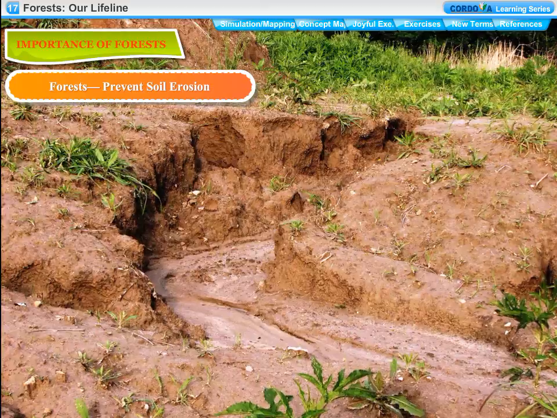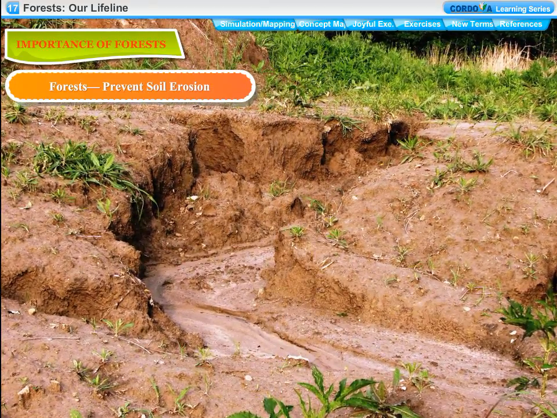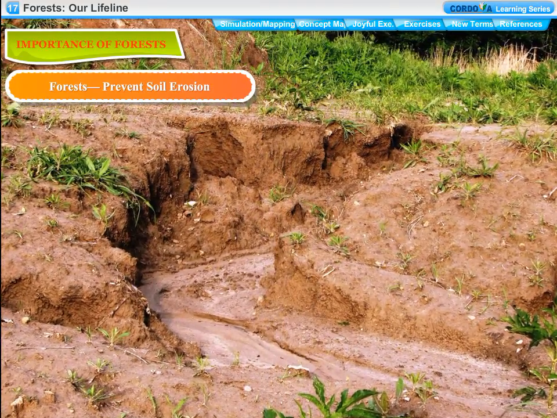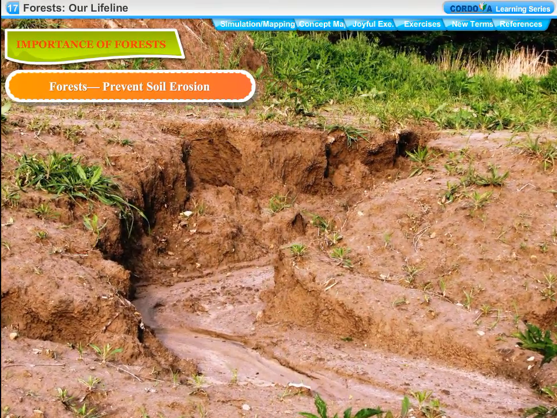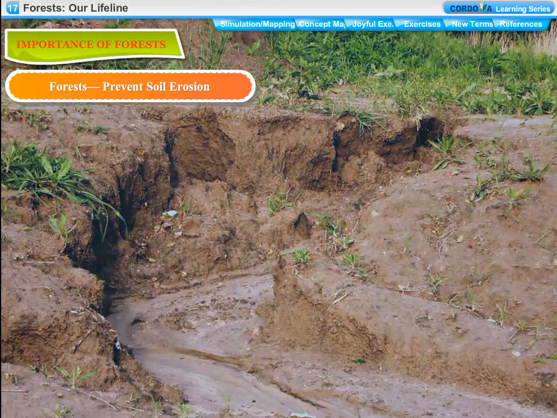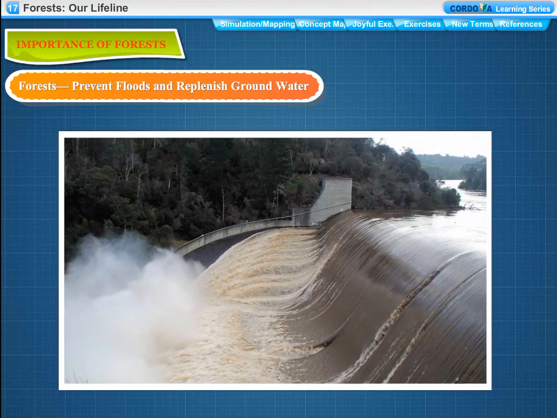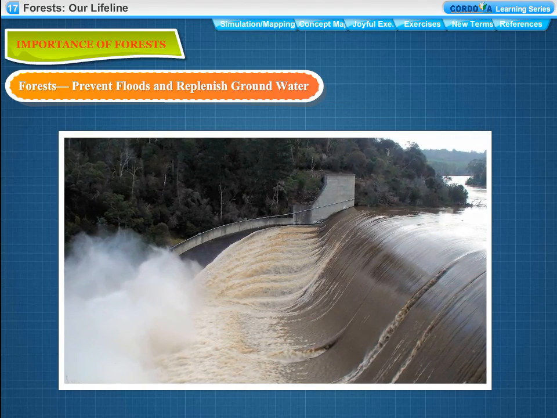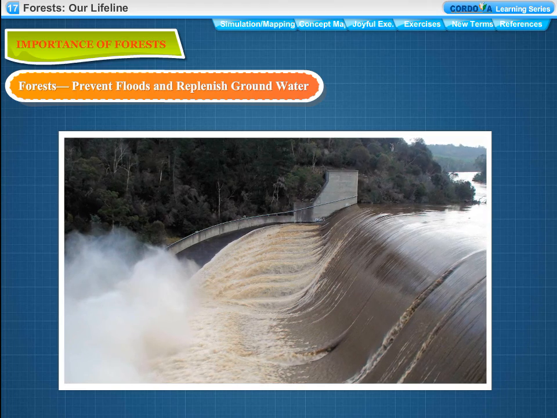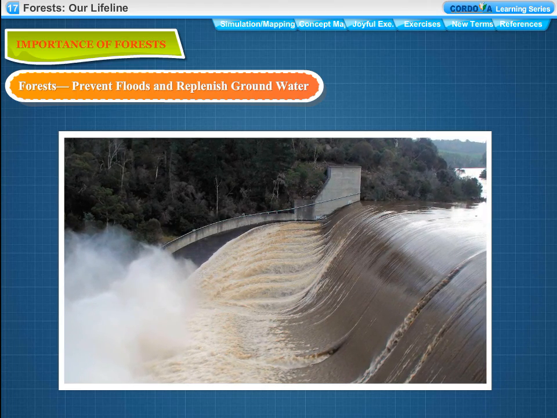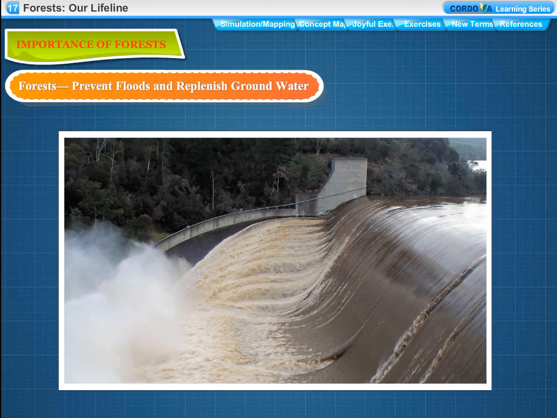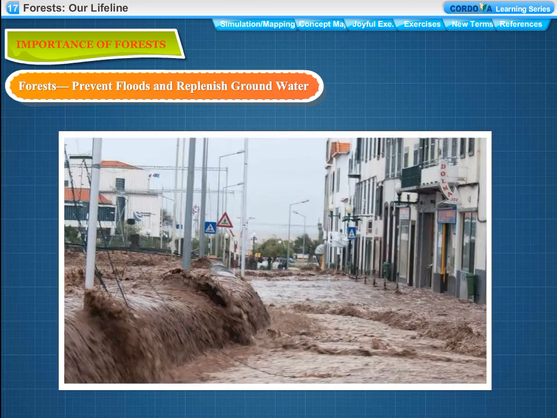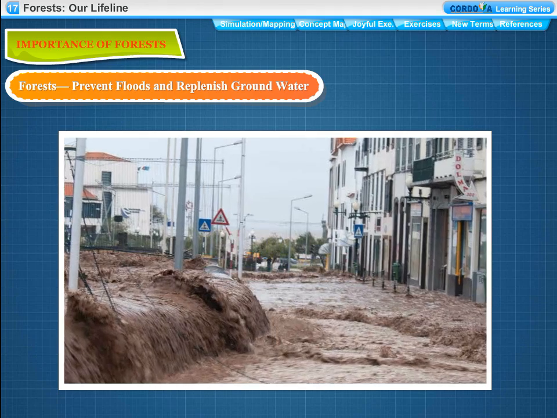Forests prevent soil erosion. The removal of top fertile soil from a region by wind, rain or running water is called soil erosion. Forests prevent floods and replenish groundwater. Forests act like a big check dam in the region. They slow down the flow of rainwater, reduce its force, which helps to control floods.